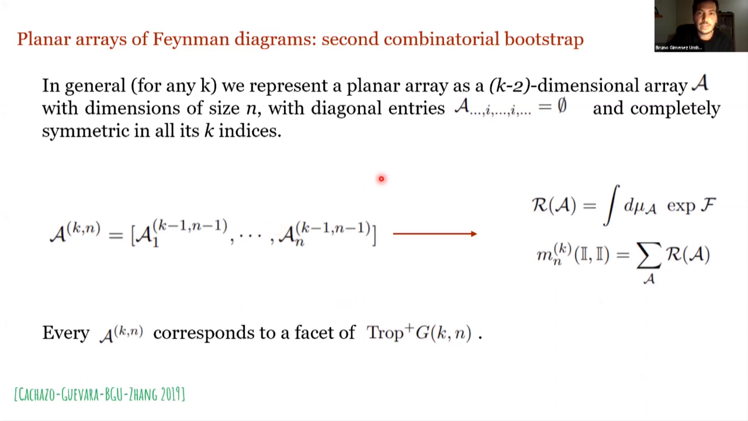And in general, for any k, we can think of a generalized Feynman diagram as a planar array, a (k-2)-dimensional array with dimensions of size n. In the diagonal entries, we have the empty set, and they are completely symmetric in its k indices. And we can completely bootstrap these generalized objects by knowing the (k-1) generalized Feynman diagrams. So for example, for k equals 4, a generalized Feynman diagram would be a matrix, and each column would be a one-dimensional array of Feynman diagrams. And the CEGM amplitudes are given by summing over their contributions, which are these kind of Laplace transforms. And again, as I said, every one of these objects corresponds to a facet of the positive tropical Grassmannian.